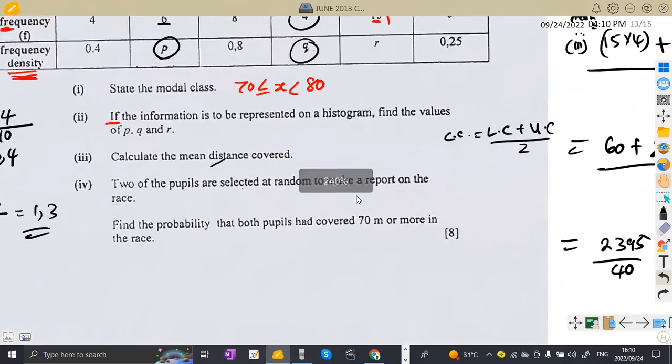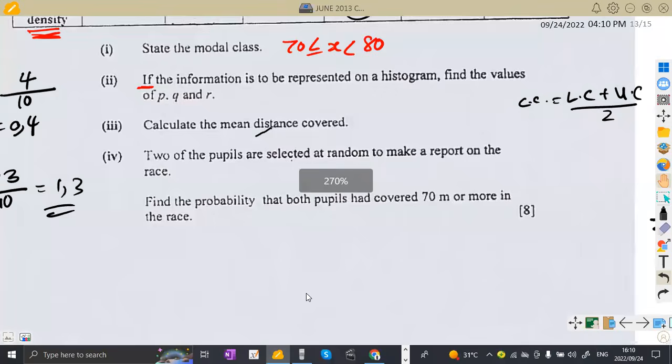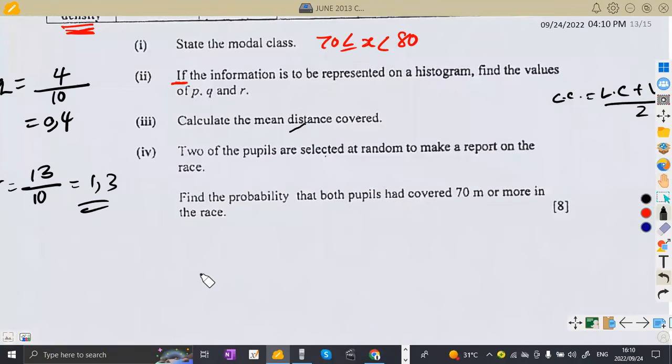Then on item 4, we are now given that two people were selected at random to make a report on the race. Find the probability that both of them covered 70 meters or more in the race. So we need where there is 70 meters or more. This is where we need our answer. So let us get back to the information.